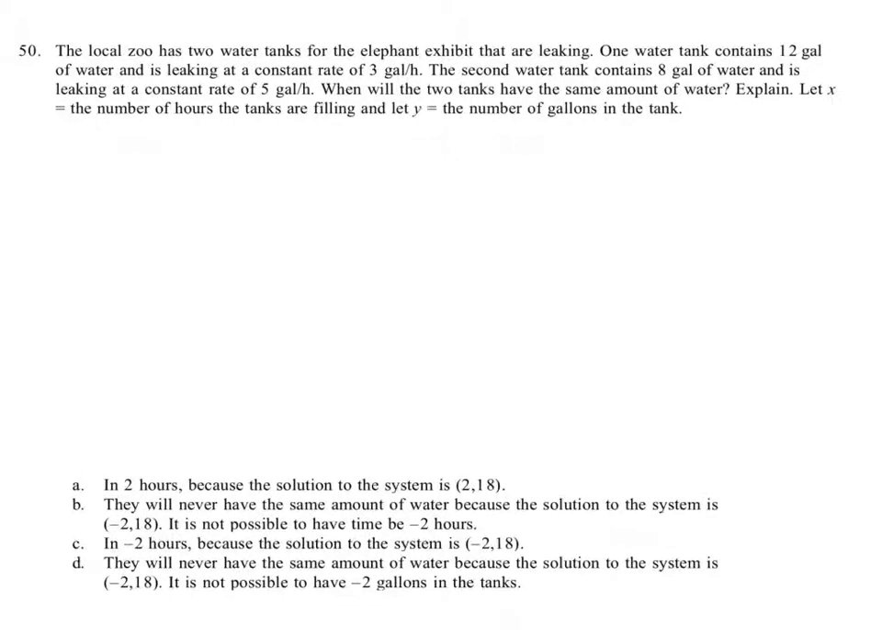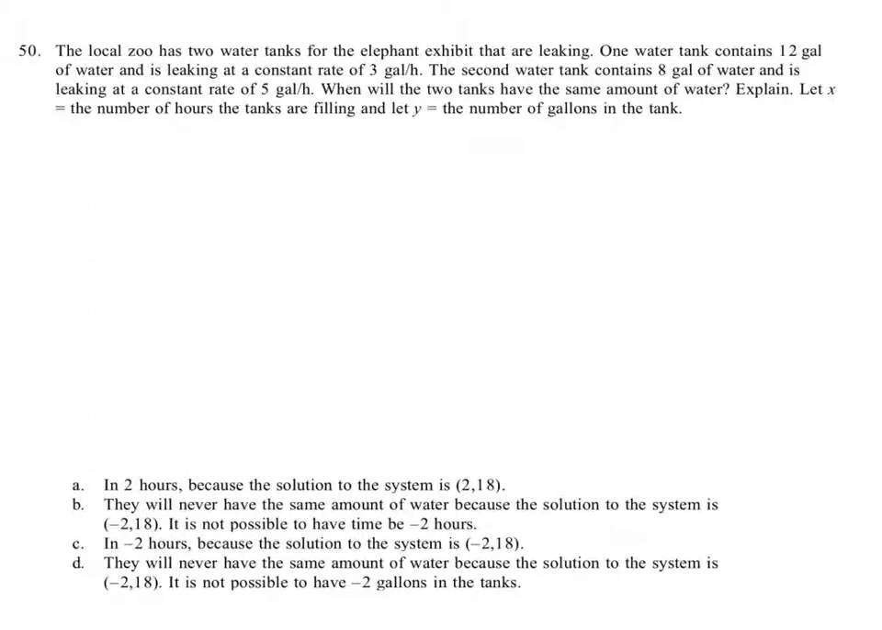Okay, so now the local zoo has two water tanks for the elephant exhibit that are leaking. How is that different? Instead of water going in, it's water coming out, and we're going to have a negative coefficient. So one water tank contains 12 gallons of water and is leaking at a constant rate of 3 gallons per hour. Just like the similar problem that we did, it says let x equal the number of hours the tanks are filling and let y equal the number of gallons in the tank.